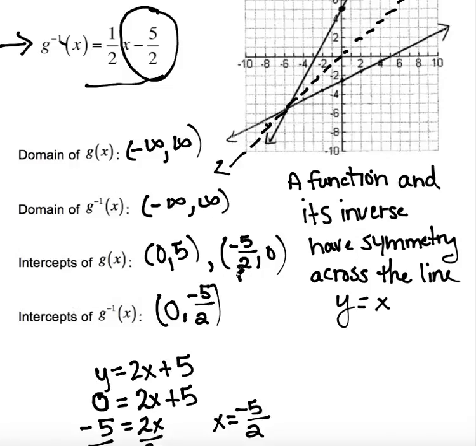Notice the x-intercept of your original function is now the y-intercept of your inverse. The same thing's going to happen: the y-intercept of your original is going to be the x-intercept of your inverse. They're always going to be flip-flops, so you don't have to solve for it again. So we have an x-intercept and a y-intercept for the original function, and then we flip-flop those and we have the x-intercept and y-intercept of the inverse function.